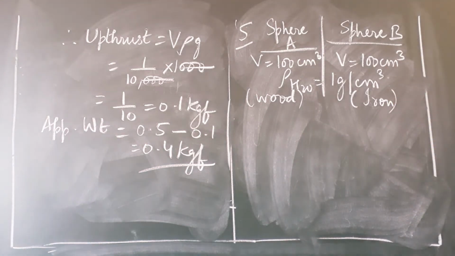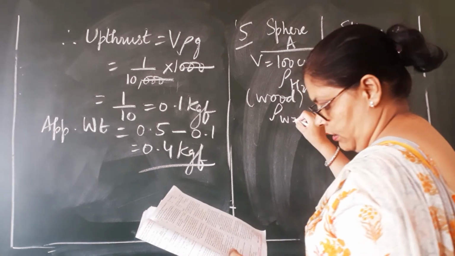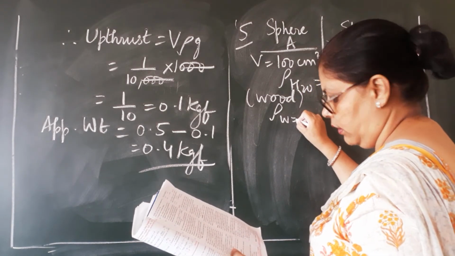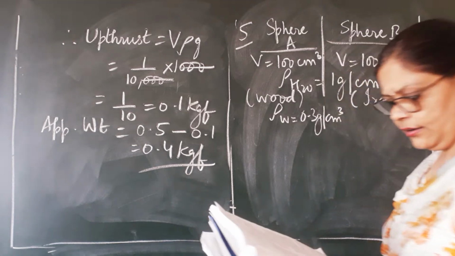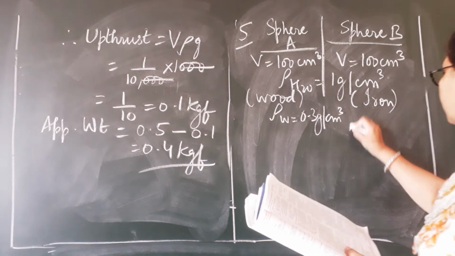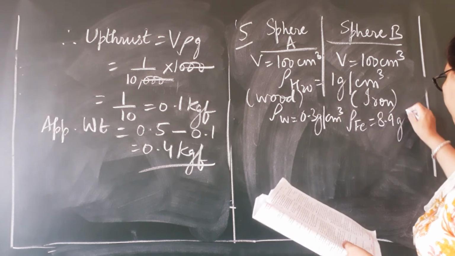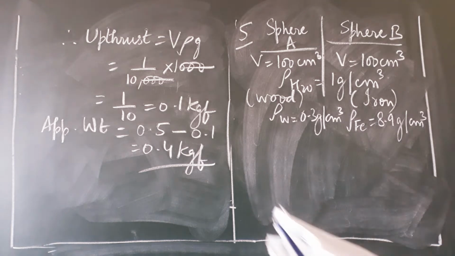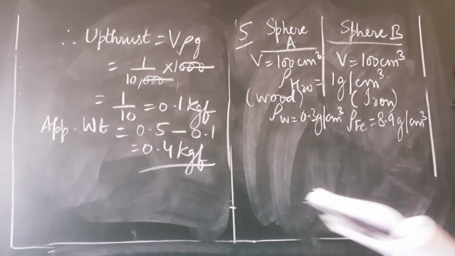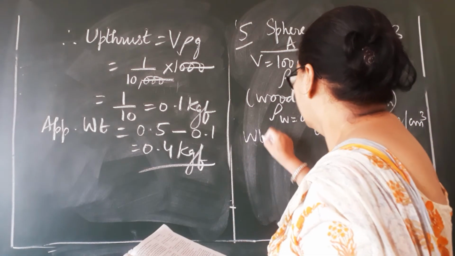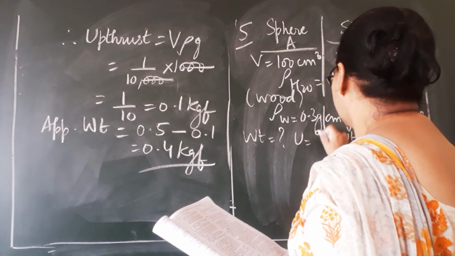What else has been given? The density of wood is given. So we write down the density of wood, equal to 0.3 gram per cubic centimeter. And the density of iron is also given. Both the densities are given. It is 8.9 gram per cubic centimeter. You are supposed to find the weight of each sphere and the upthrust acting on both.